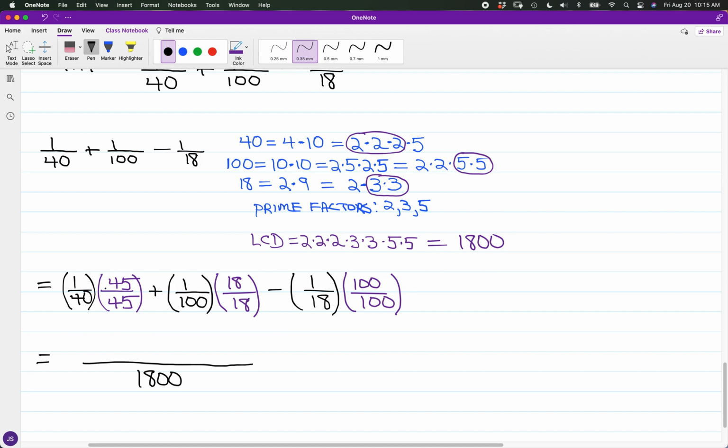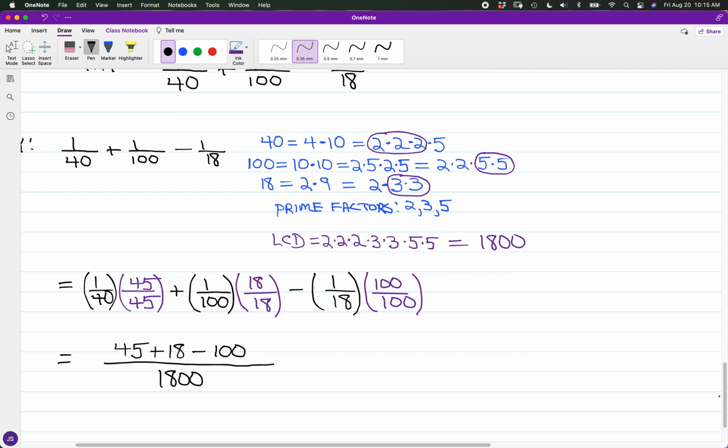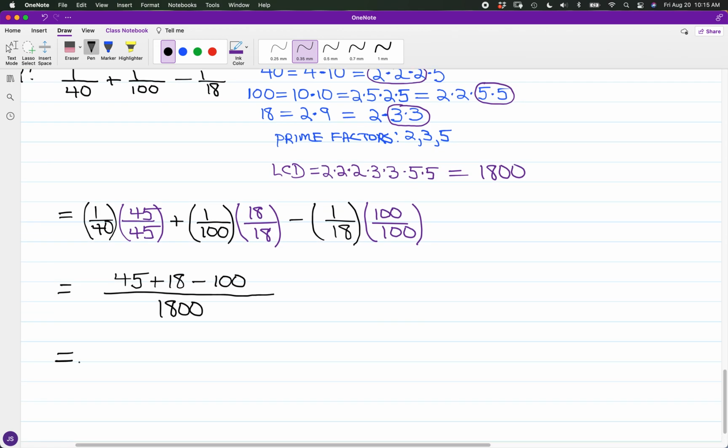Now for the numerator products, we have at the front 45. We have plus 1 times 18, which is 18. Now we have subtraction, subtraction of 1 times 100, so we are looking at subtracting 100 and putting everything together. We have 45 plus 18 will make 63. In turn, 63 minus 100 comes out to negative 37. So we come out to negative 37 over 1800.